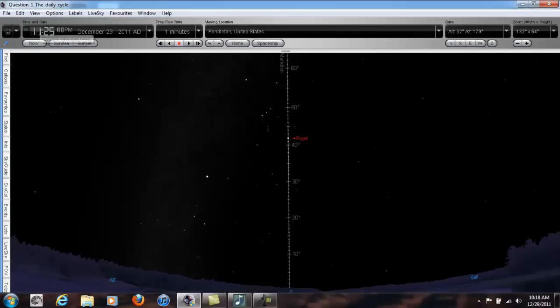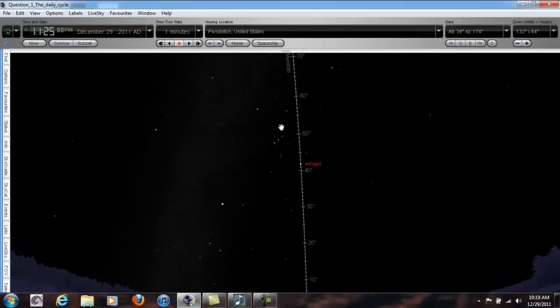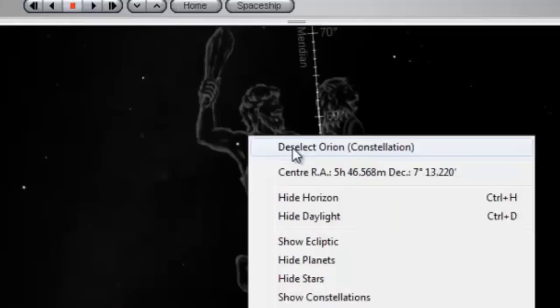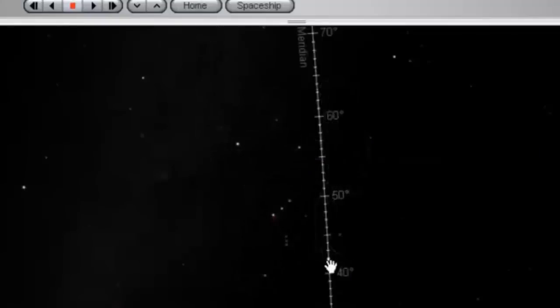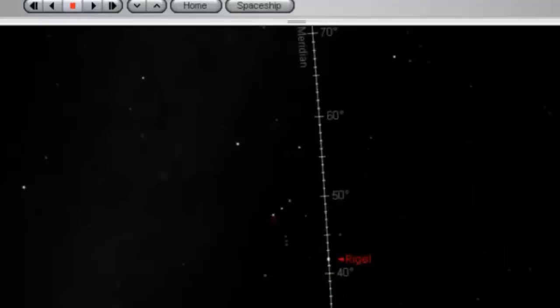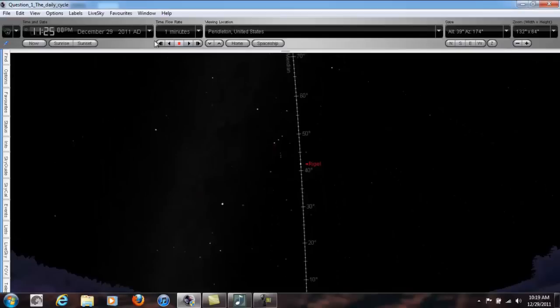So it's 11:25, December 29th, and you can notice that I've also changed the location. We're in Pendleton, and we've chosen a bright constellation, Orion, very easily seen tonight if you go out, if it's clear. And we're going to specifically be looking at Rigel. And I'll leave it highlighted so that you can pick it out. And we'll just play through a full day and see where it is.